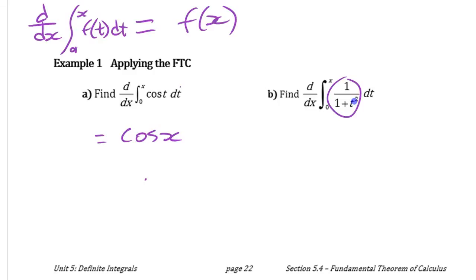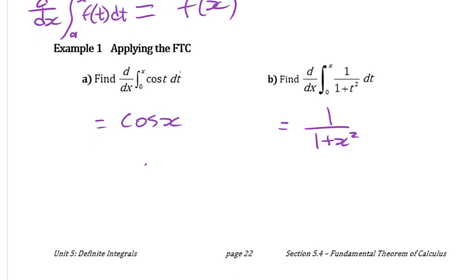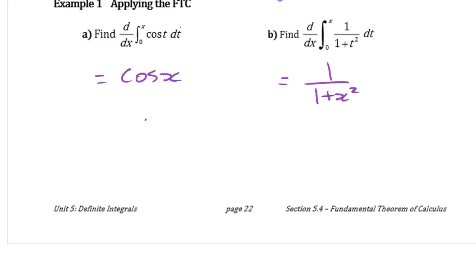Same thing with a different function here. You have this function, and you're looking at the derivative of the integral. Well, it's just going to be that function itself again, 1 over 1 plus x squared. Pretty simple, eh? Applying that. Now, that's just a couple of really simple examples of applying it.